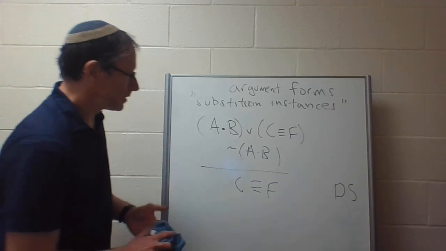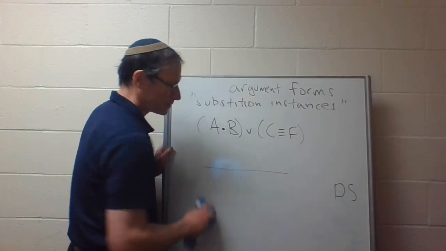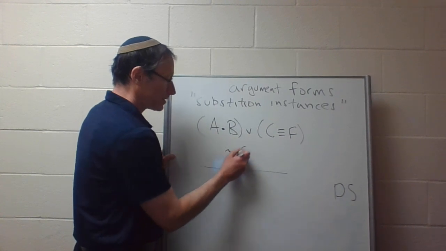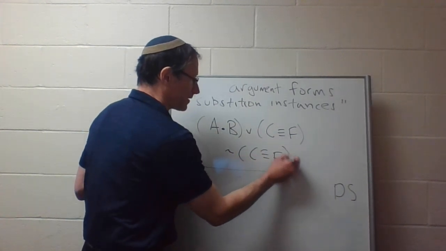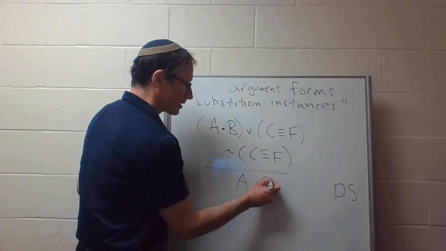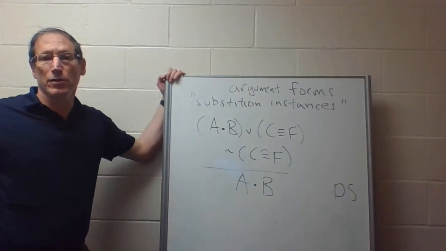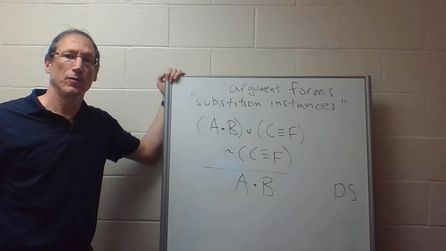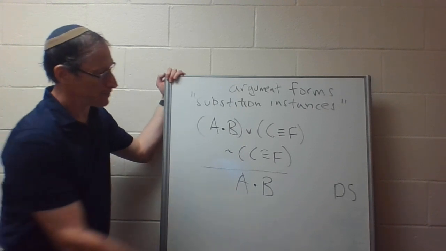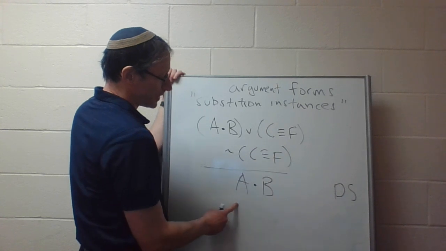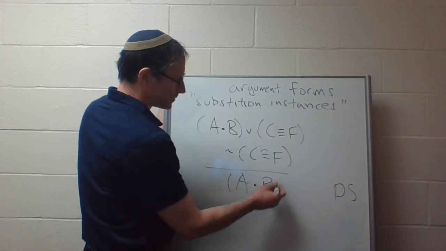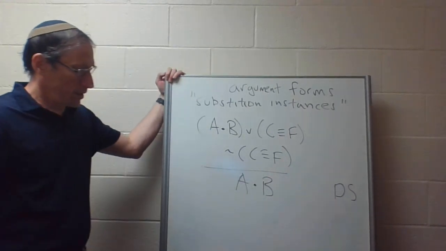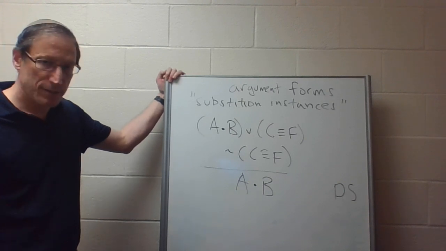However, this would also be a good instance of disjunctive syllogism. If this is premise number one, and now I have not C biconditional F, and I infer A dot B, so this is also a valid or correct substitution instance of the rule disjunctive syllogism. I have a disjunction, I negated the right-hand side, and I inferred the left-hand side. And I don't need the parentheses over here because there's no ambiguity that needs to be addressed by bringing in parentheses.